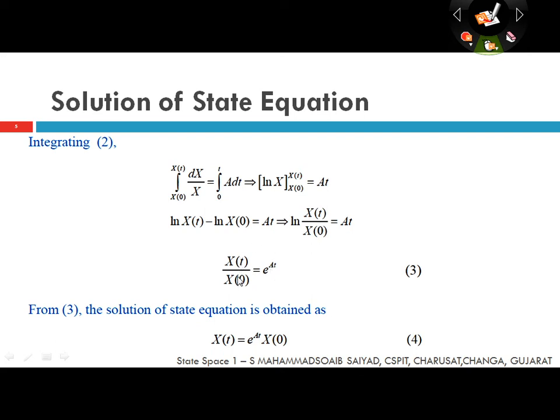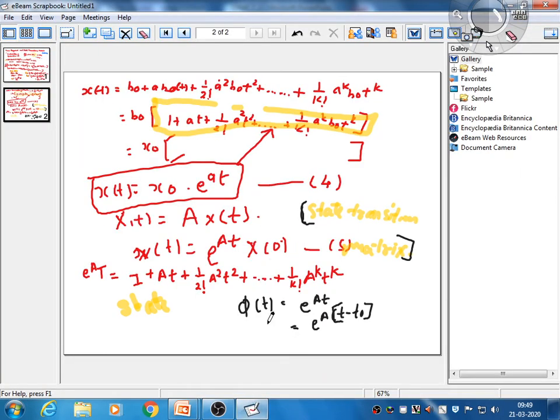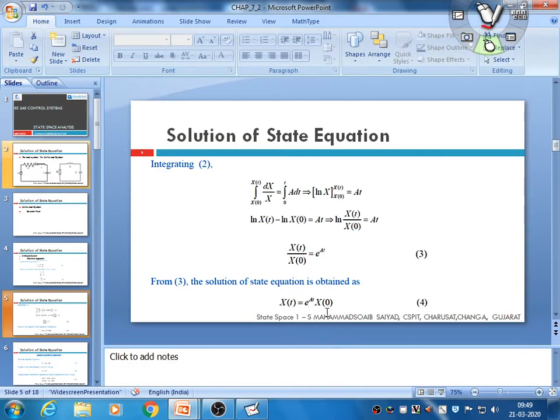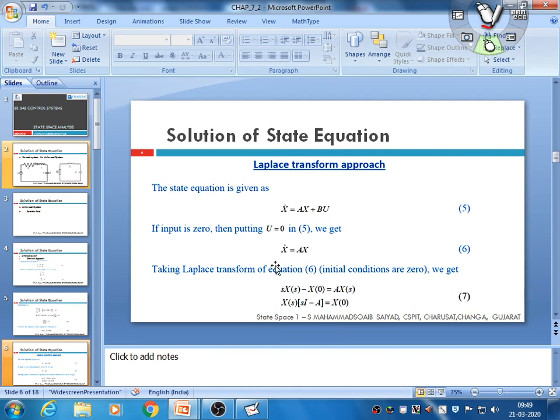So putting this x of 0 on the right hand side, x of t is equal to e raised to at into x of 0. The same equation we have derived in this equation also. Okay, so we derived x of t is equal to e^(At) into x of 0, and the second method we have gone through like this also. So these are the two methods for deriving the solution of the state equation.